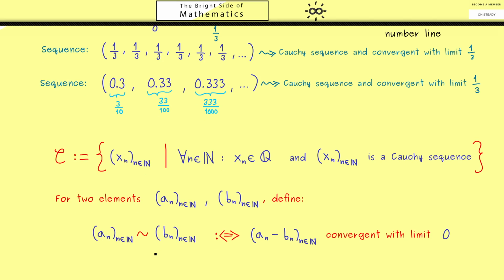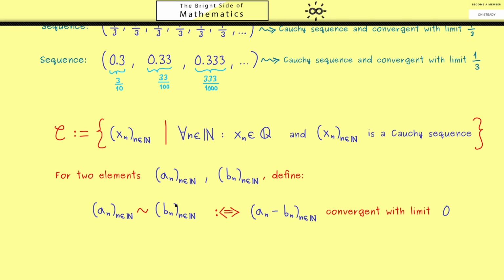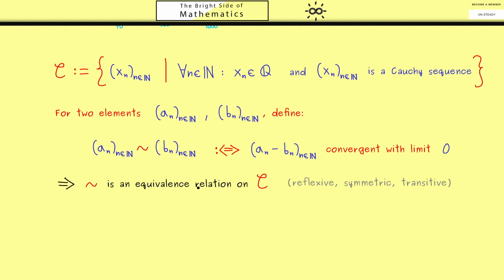Okay, now we have everything we need because we can show that this defines indeed an equivalence relation. This means that we can show the three properties: it's reflexive, symmetric and transitive. Now, as always, when we have such a nice equivalence relation, we can go over to the boxes where we put in the equivalent Cauchy sequences. And we call these boxes equivalence classes.